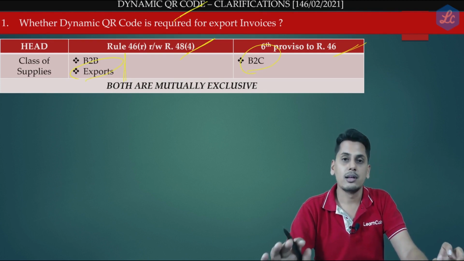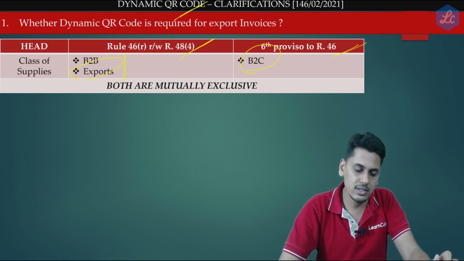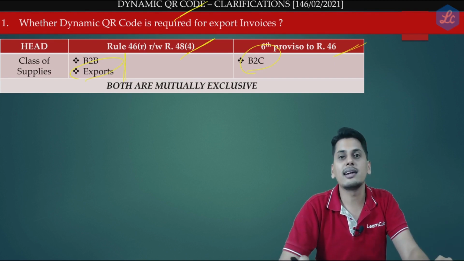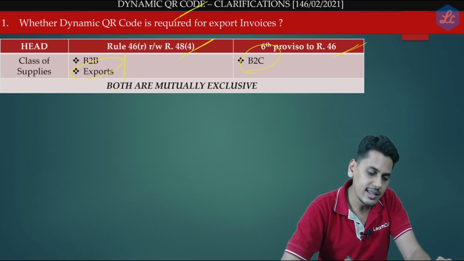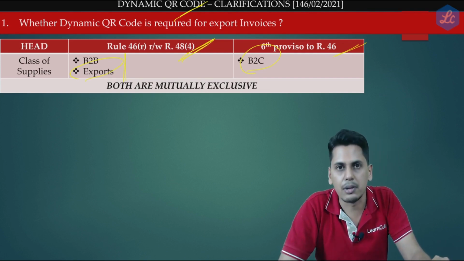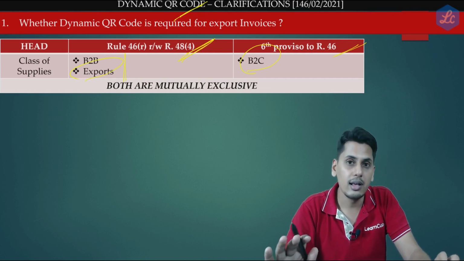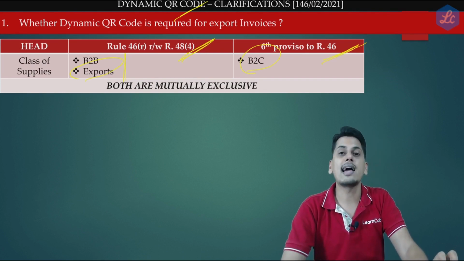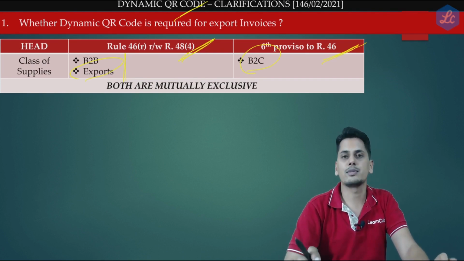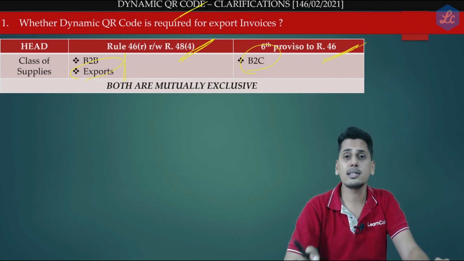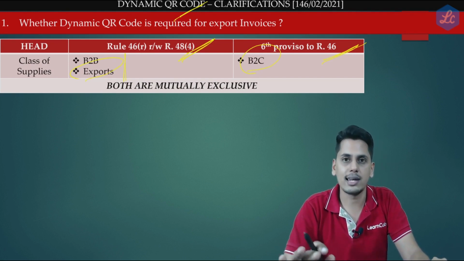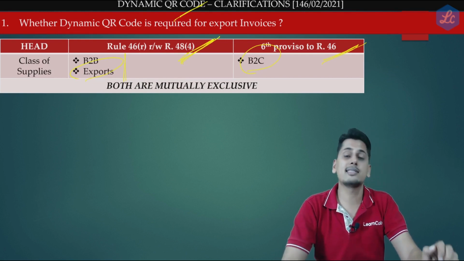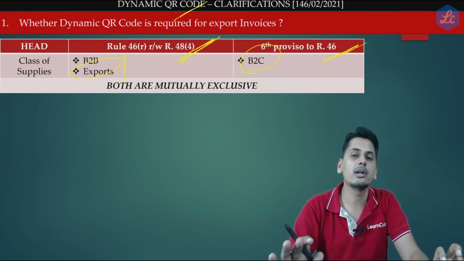Technically speaking, this category of exports is getting covered under both the QR codes. However, the circular has granted relaxations. It states that since 48 sub Rule 4 is applicable, since the invoice reference number QR code is applicable, it is not necessary to have this dynamic QR code on the export invoice. So friends, although technically both these QR codes are applicable, the circular has granted relaxation and states that for exports, the 48 sub Rule 4 QR code is sufficient.